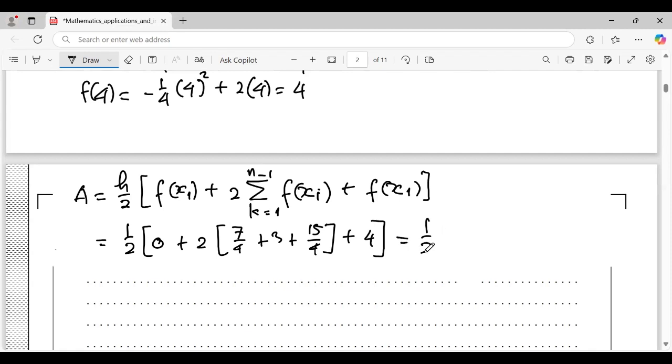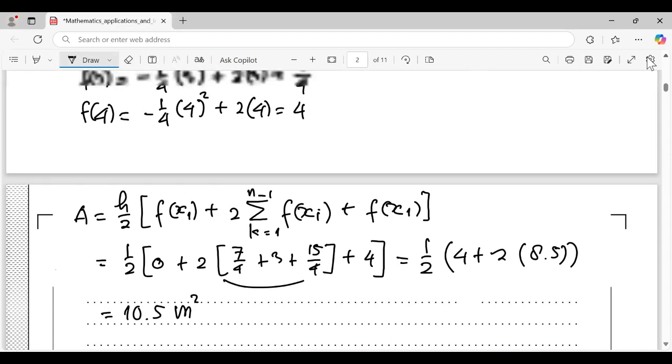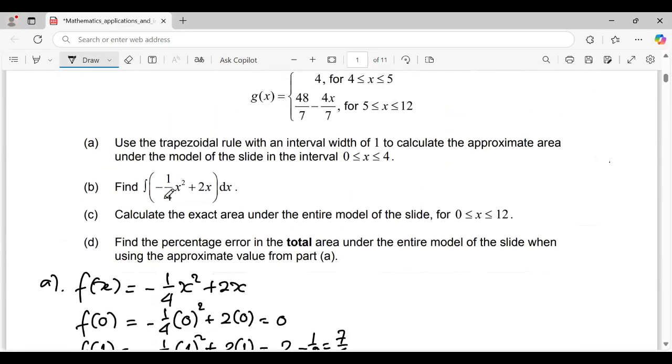And if you calculate, 1/2 multiplied by 4 plus 2 multiplied by 8.5. 4 because this is 4, and this is 8.5. And next, 1/2 times this one. The result is, as I have calculated, 10.5 square meters. Find this integral.